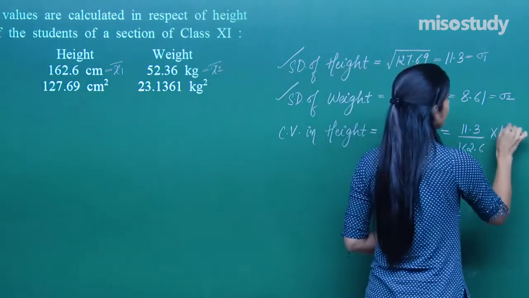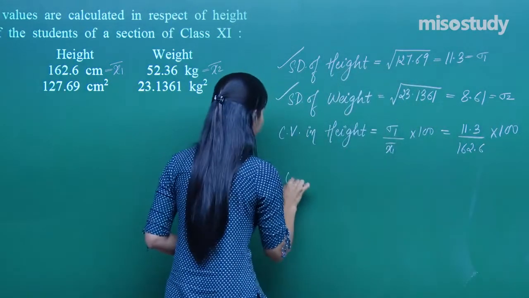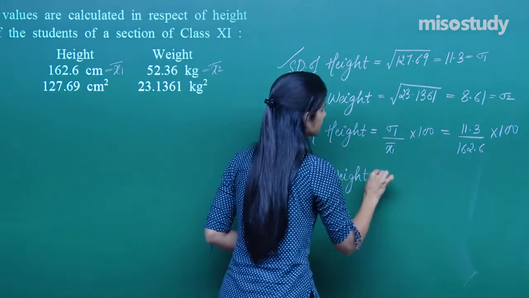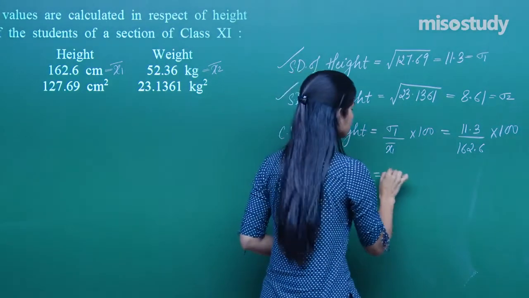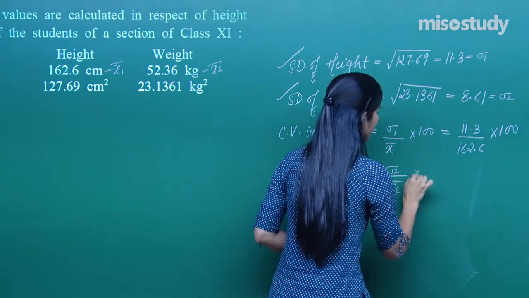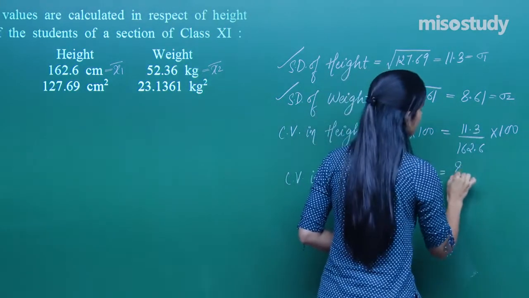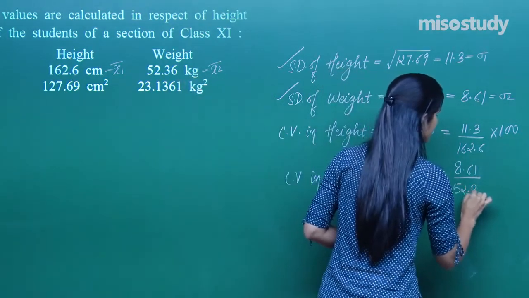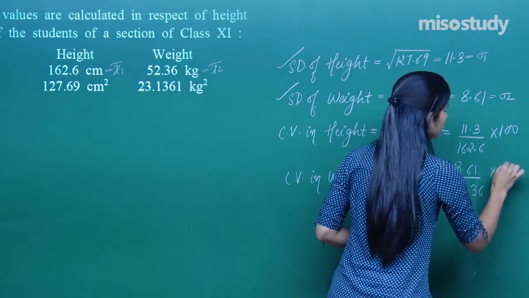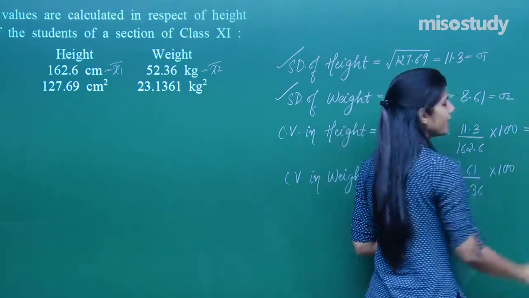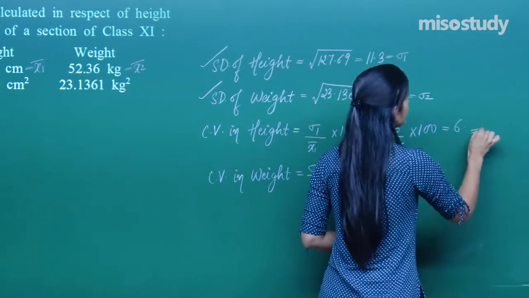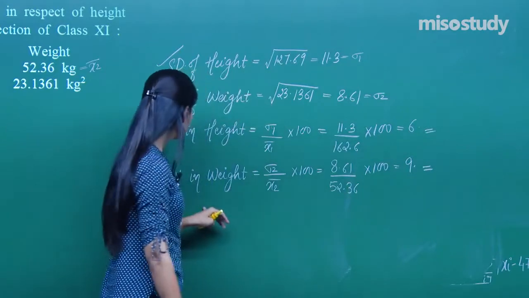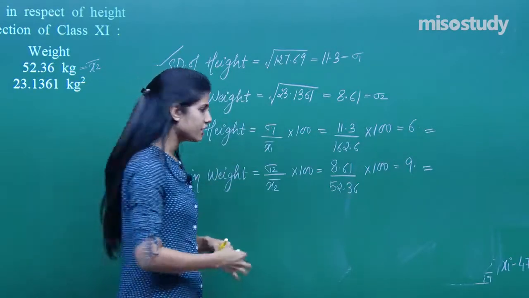This multiplied by 100, and when I evaluate coefficient of variation in weight, this is sigma 2 upon x2 bar into 100. Sigma 2 is coming out to be 8.61 upon x2 bar is 52.36 into 100. When you evaluate, it comes out to be 6 point something, and this comes out to be 9 point something. Obviously, coefficient of variation in weight is greater than coefficient of variation in height.